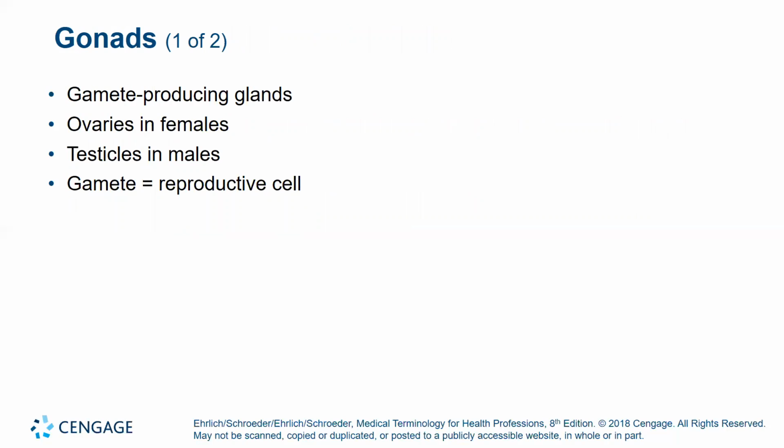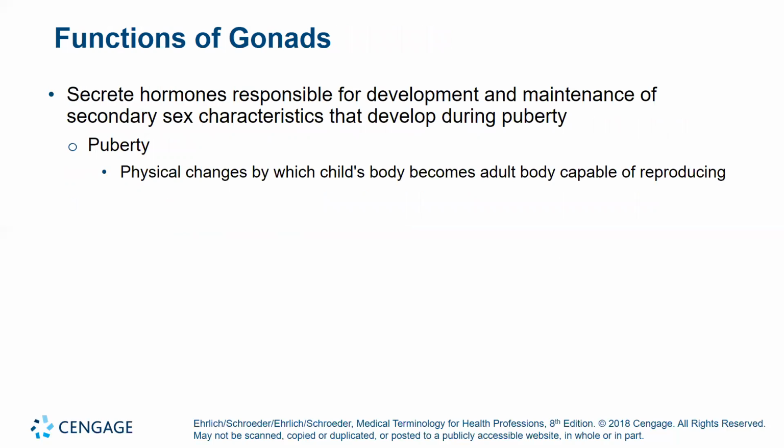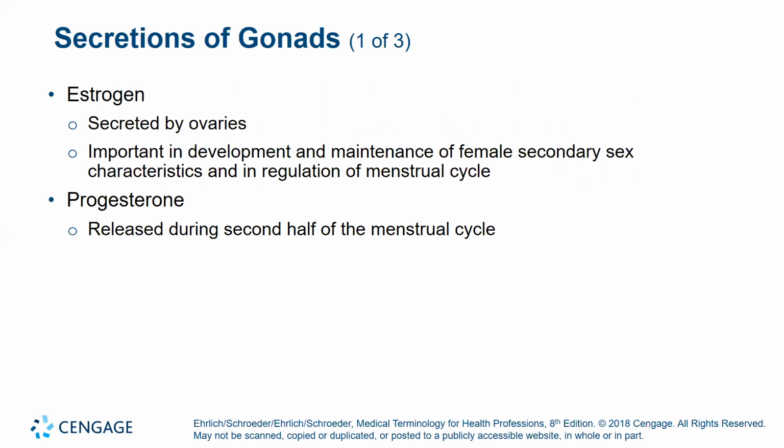Let's take a look. Gonads are gamete-producing glands: ovaries in the females, testicles in males, and gamete just means reproductive cell. The functions of the gonads: they secrete hormones responsible for development and maintenance of secondary sex characteristics that develop during puberty. Puberty then is just the physical changes by which a child's body becomes an adult body capable of reproducing.